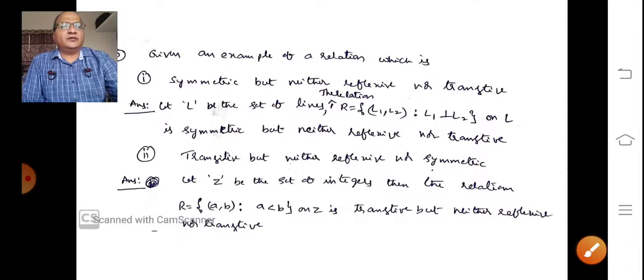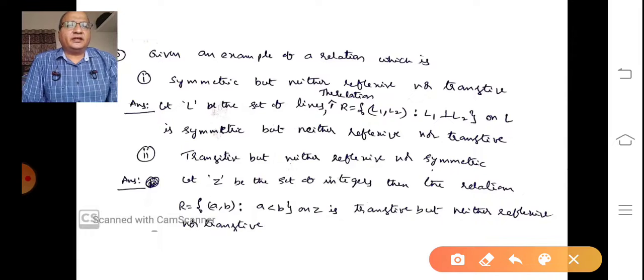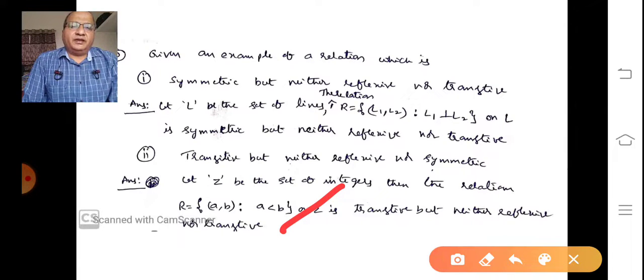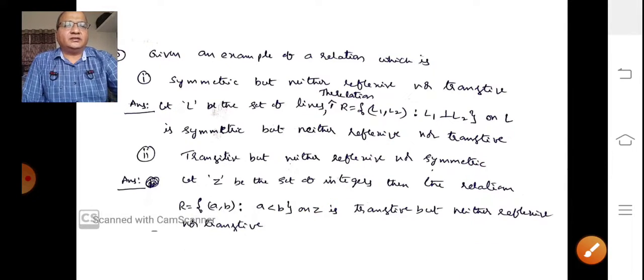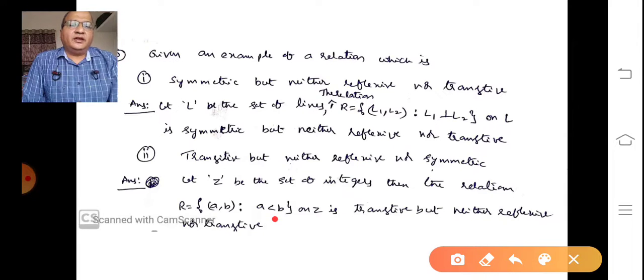Next, give an example which is transitive but neither reflexive nor symmetric. I already discussed this model in the first class. If you take a less than or equal to b, then it is reflexive. But we don't want reflexive here, we need neither reflexive nor symmetric. So that's why I take a strictly less than b. If it is strictly less than b, then it is neither reflexive nor symmetric, but it is transitive. How can we say that? Very simple.